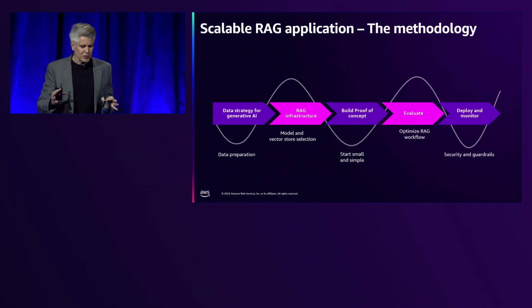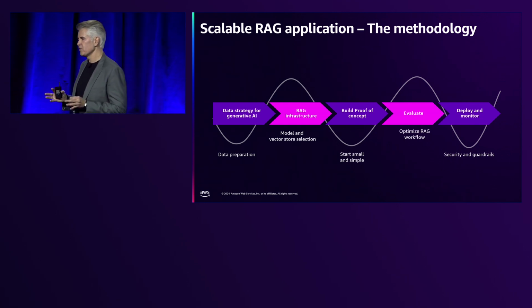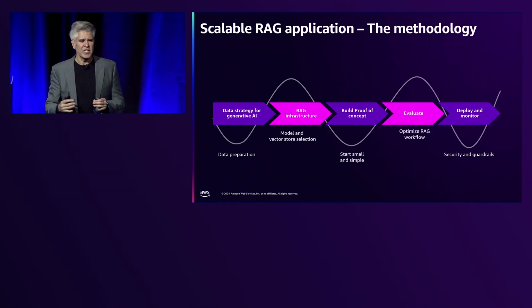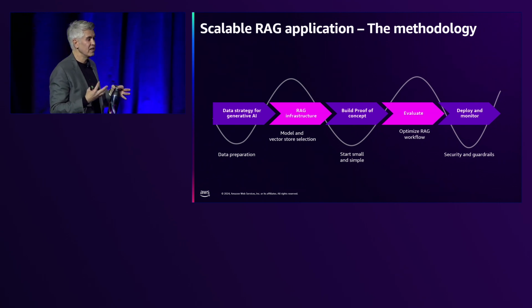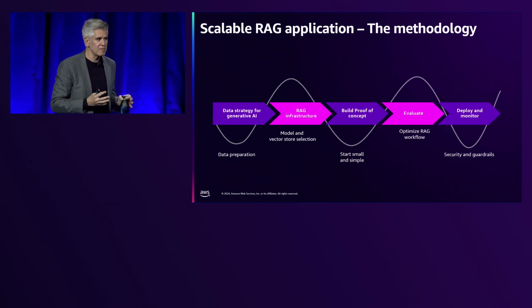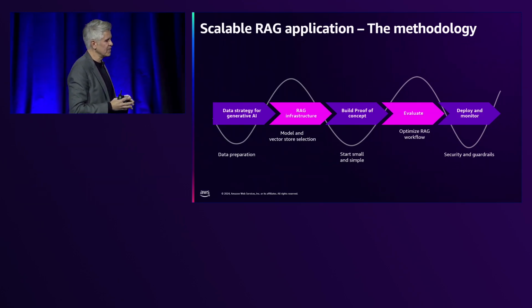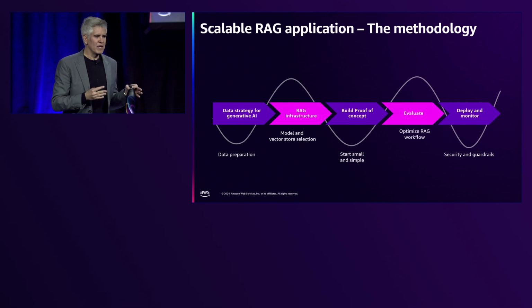From a RAG infrastructure point of view, the model and vector database selection is also super important for latency reasons, as well as the emerging capabilities of different models. Some models are good for conversation, some models are good for computational type of things, and whatever it might be, you have to know what your users are going to do.